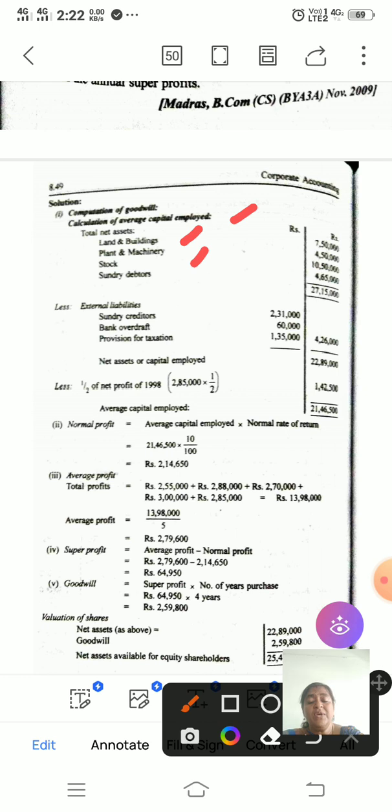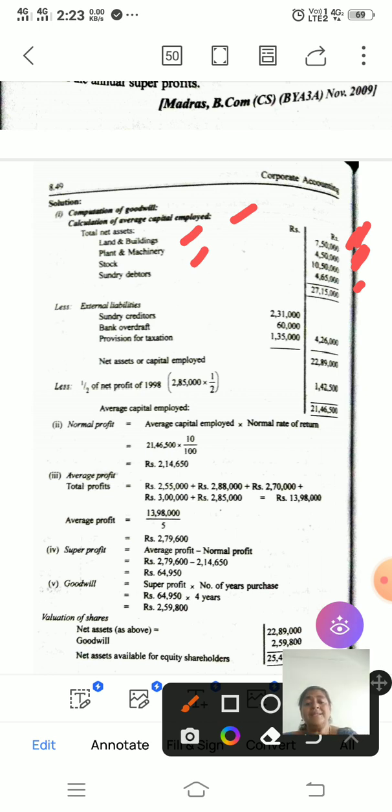If there is any depreciation in land and building, that should be deducted. If the land and building value is appreciated, that increased amount should be taken. Likewise for plant and machinery. Only for these two is there an adjustment. For the rest, stock and sundry debtors, there are no adjustments, so as usual we take the net asset.